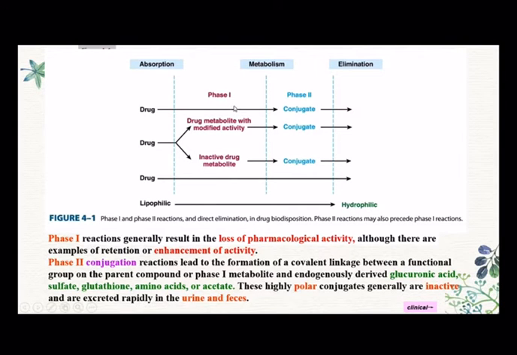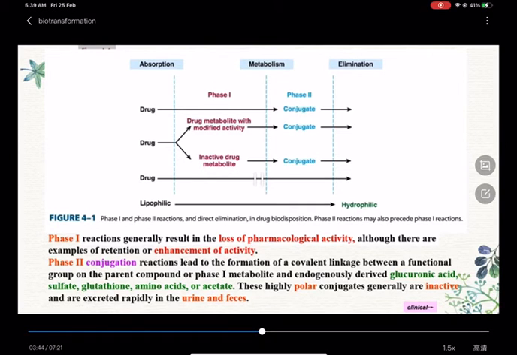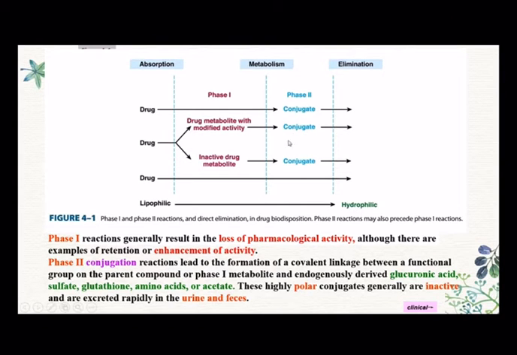Through Phase 1 reaction, drugs become metabolites with modified activity or inactive metabolites. Through Phase 2 conjugation reaction, drugs become more polar compounds and are more easily excreted from the body. A drug could have only a Phase 1 reaction or only a Phase 2 reaction. Phase 2 reaction may also precede Phase 1 reaction. The parent drug also could be excreted directly from the body.